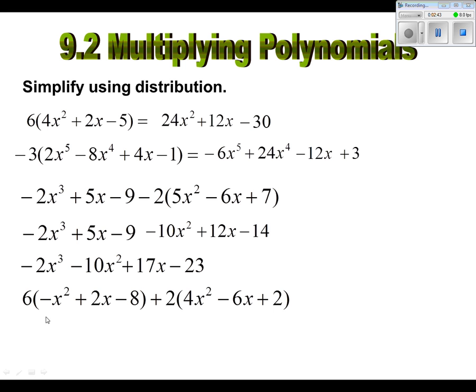Next question, we now have two different parts that need to be distributed. So I'm going to take the 6 distributed into the first trinomial, and I get negative 6x squared plus 12x minus 48. Now I take the 2, I distribute it into this trinomial, I get plus 8x squared minus 12x plus 4. I now add my like terms, so negative 6x squared plus 8x squared is 2x squared. 12x minus 12x cancel each other out so there's nothing, and then negative 48 plus 4 is negative 44. That is your final answer.